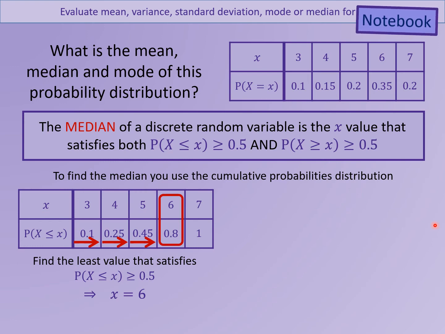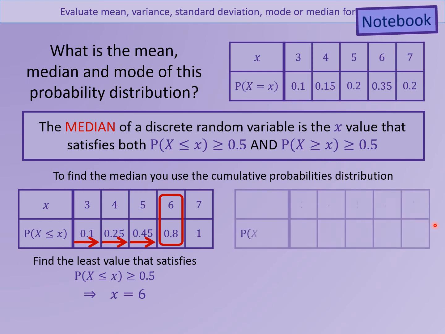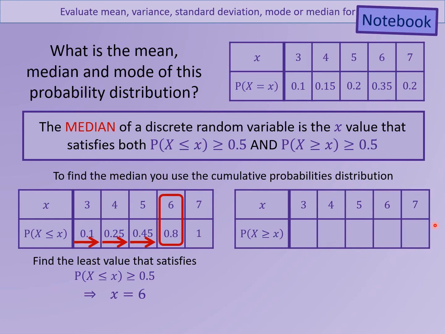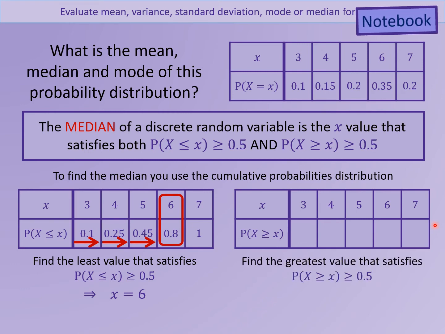However, we now need to go from the other side to check if we get the same value. So we now need to do a cumulative distribution table for the probability of x being greater than or equal to x. So we're going to start from the other side this time and add the probabilities from here. So greater than or equal to 7 is just 0.2.